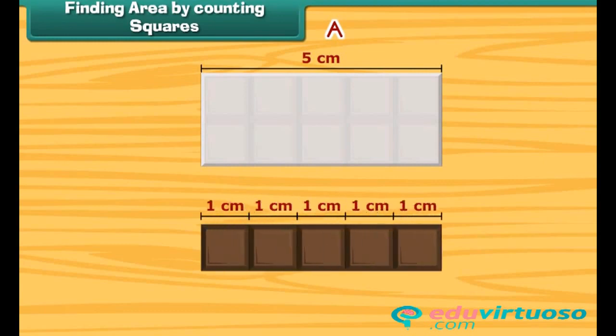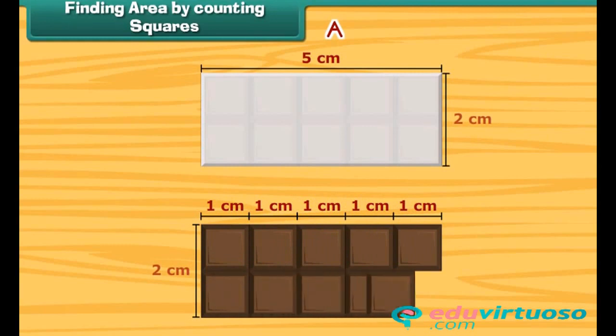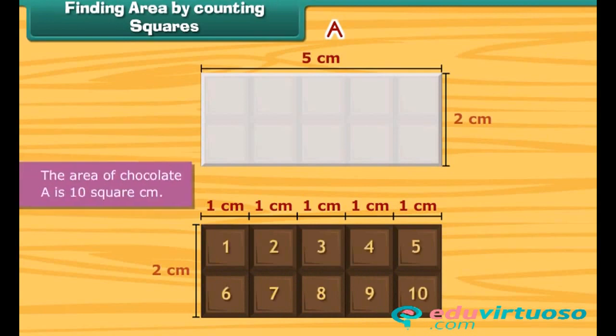The width of this chocolate is 2 centimeter. So, 2 squares can be arranged along its width. Thus, in total, 10 squares can be arranged on it. So, the area of chocolate A is 10 square centimeters. Now let us find the area of chocolate B.